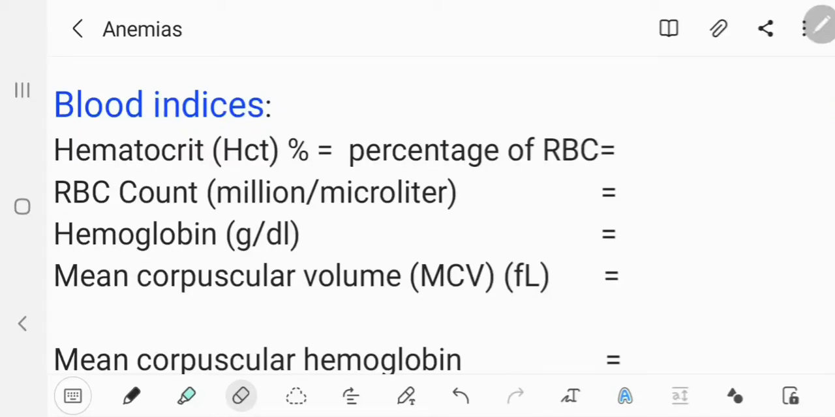Assalamu alaikum dear students. Today we will be discussing anemias, but before that we have to know a few of the normal values of the blood counts.